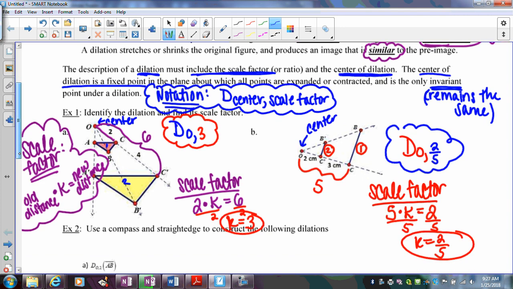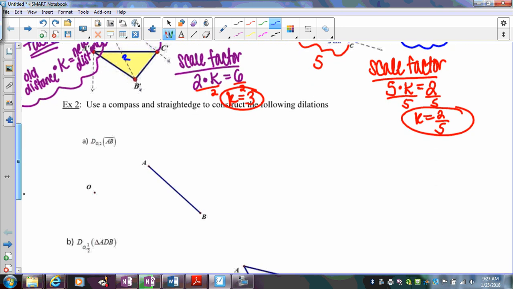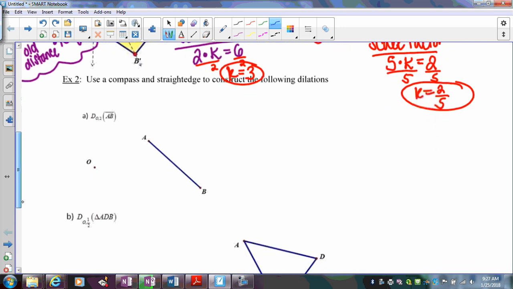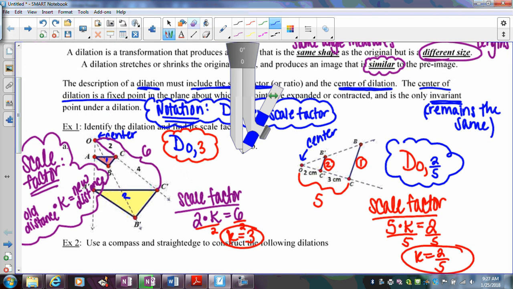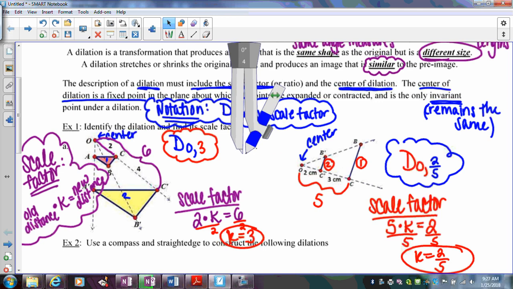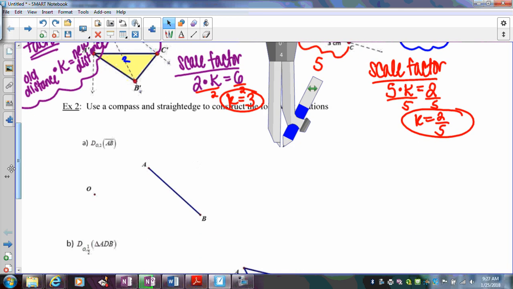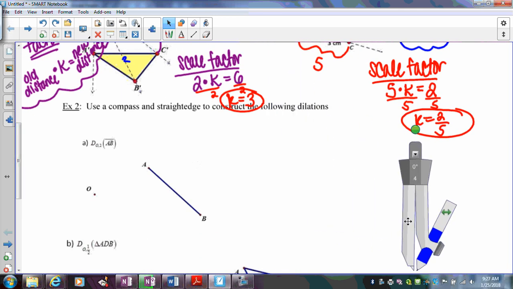So looking at these examples here, now we're going to actually do some dilations by using a compass and a straight edge. So we're going to do these in plain space, and then eventually we'll look at them in the coordinate plane. So go ahead and grab your compass and your straight edge, and we're going to basically apply the same concepts that we talked about up top. It's just we're going to be doing them the opposite direction.